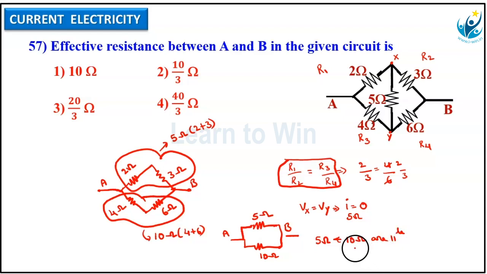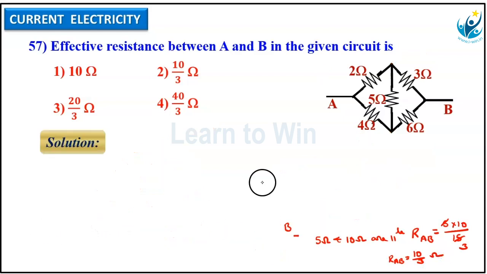What is formula for equivalent resistance in parallel combination? R1 R2 by R1 plus R2. That means resistance across AB is equal to R1 R2, 5 into 10 by R1 plus R2, 5 plus 10, that is 15. Here 5 ones, 5 threes. So what is the answer now? Resistance across AB is 10 by 3 ohm. This is the answer.